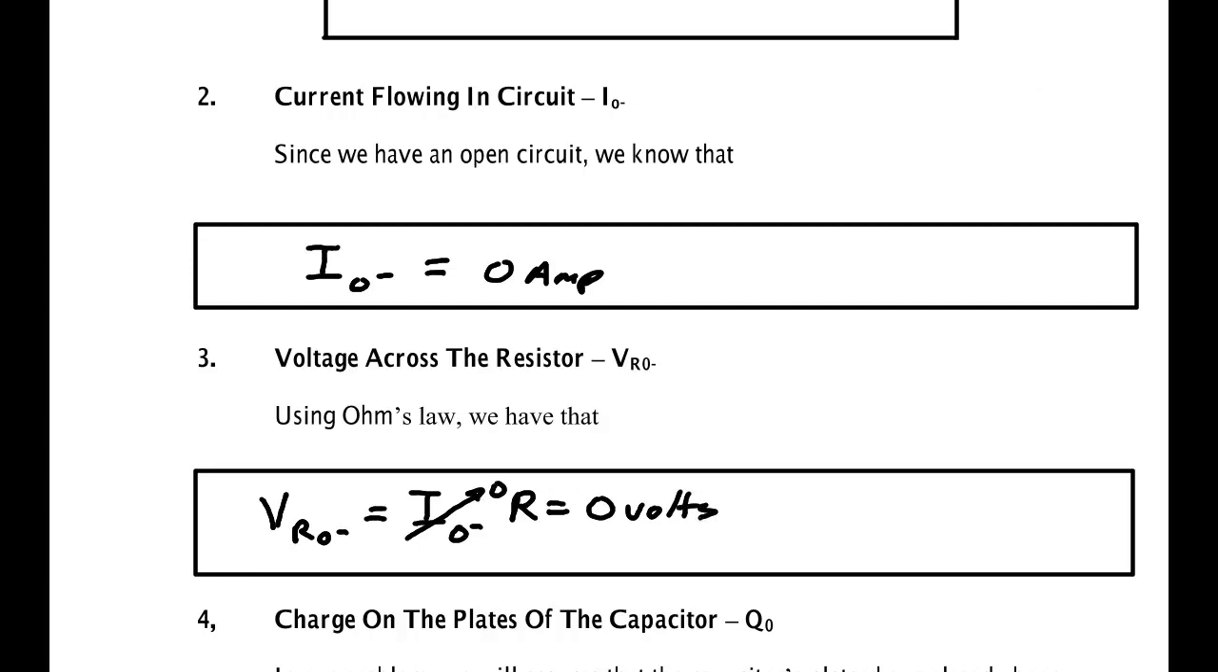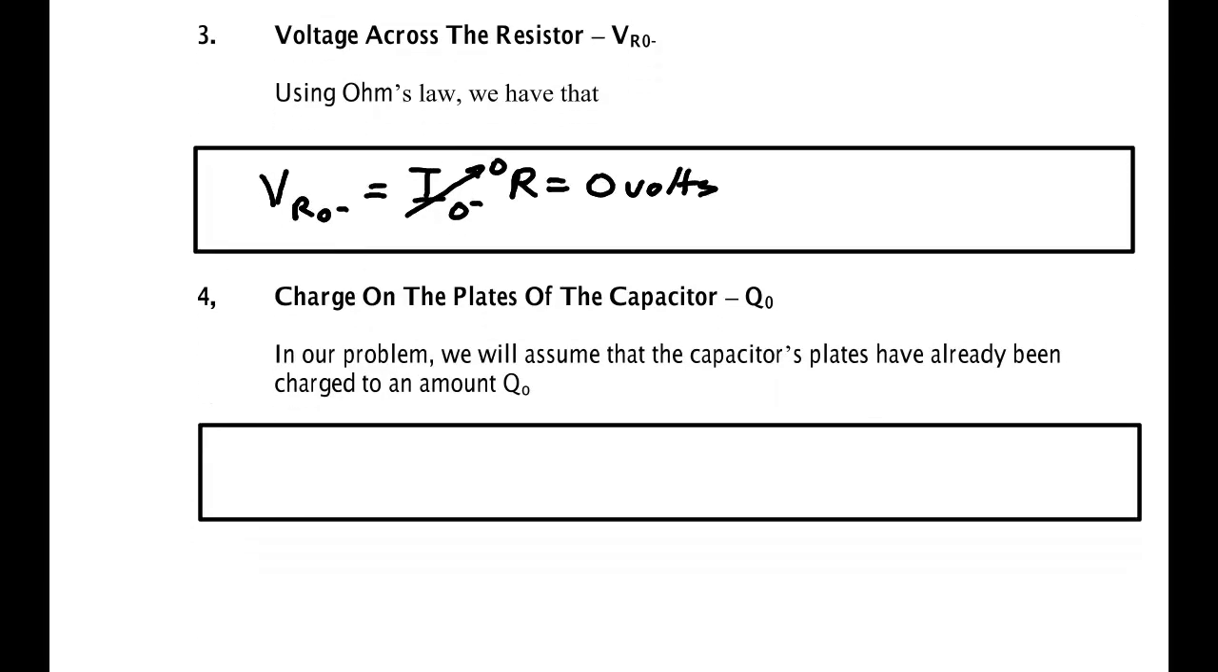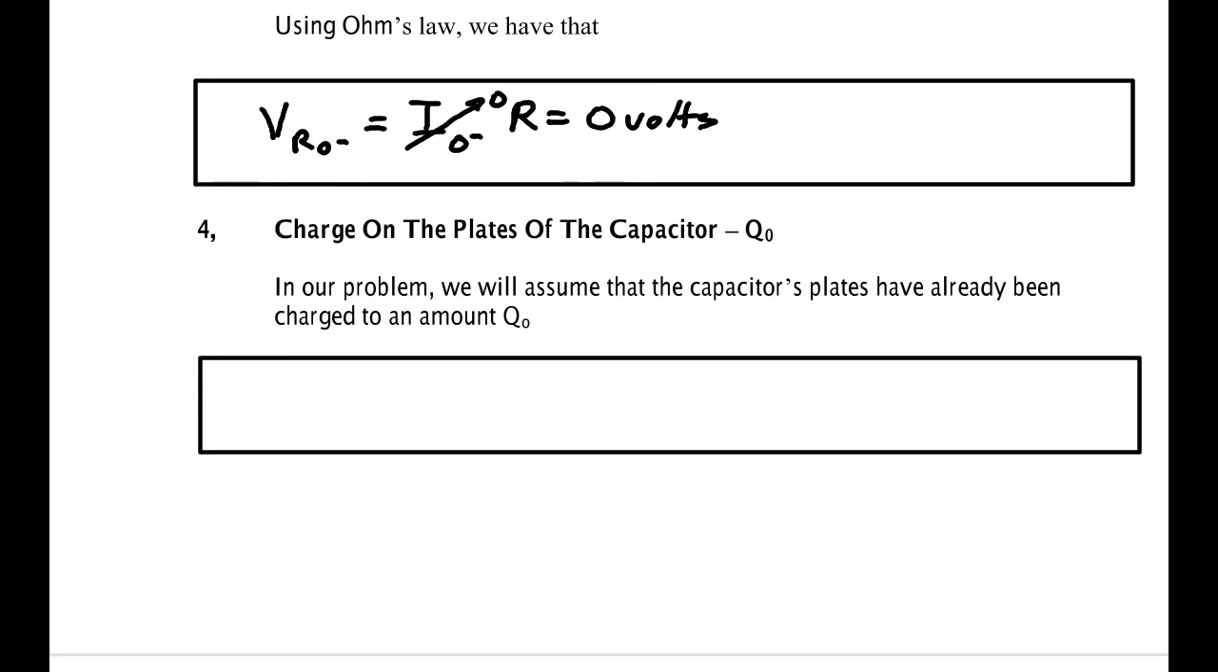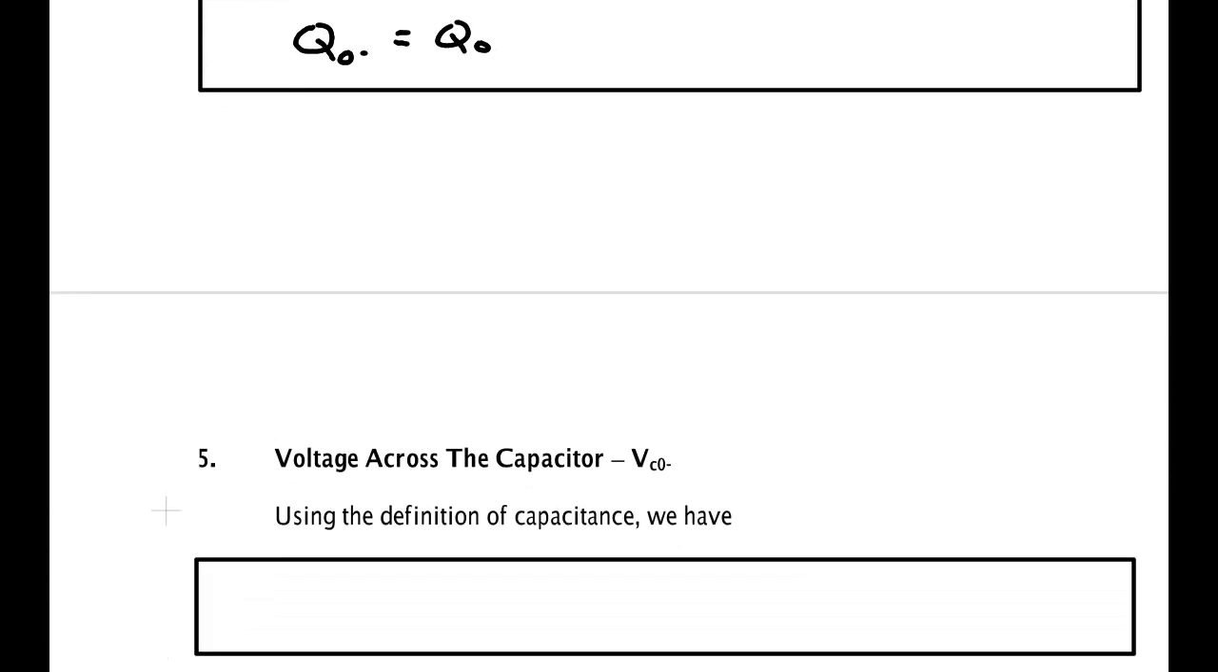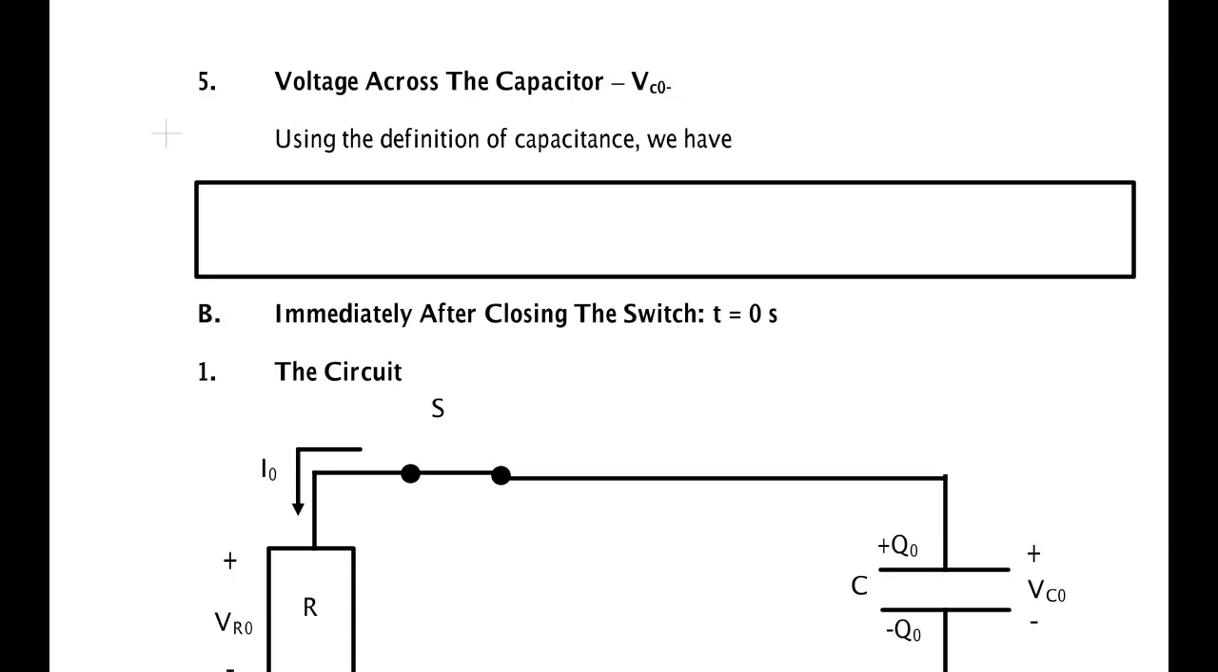The charge on the plates of the capacitor, we were told it was Q naught. And if you know the capacitance and the charge, then you know the voltage across the capacitor, because it's the charge on the plates divided by the capacitance.